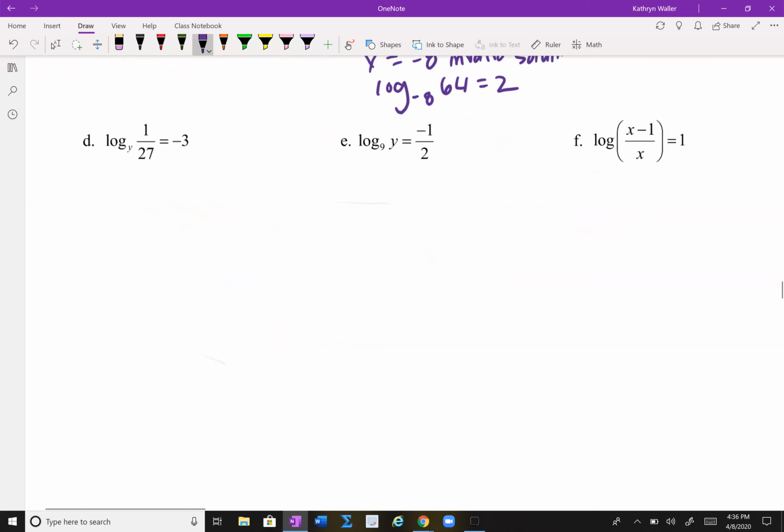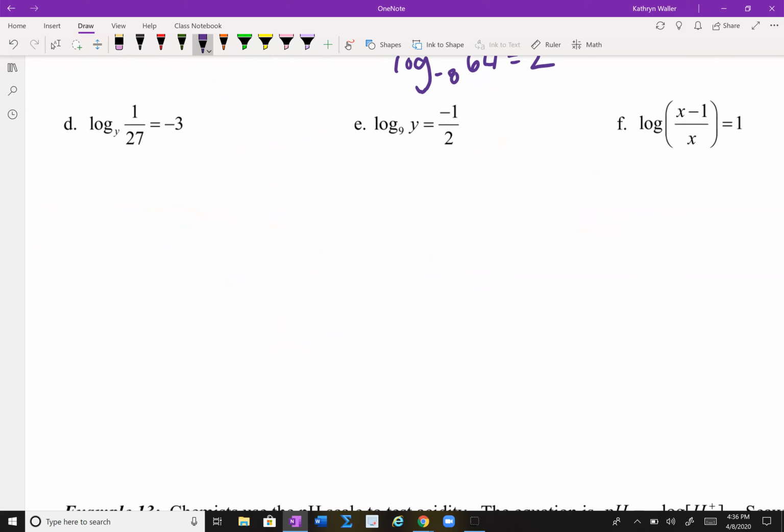Okay, question D. I'm stuck. When you're stuck, you convert it. So it's y to the other side, which is negative 3, equals 1 over 27. So this is a little tricky. You have a negative exponent, and I don't want a negative exponent. So I'm going to take that y to the negative third, pull it down, and now it's a y to the positive third.